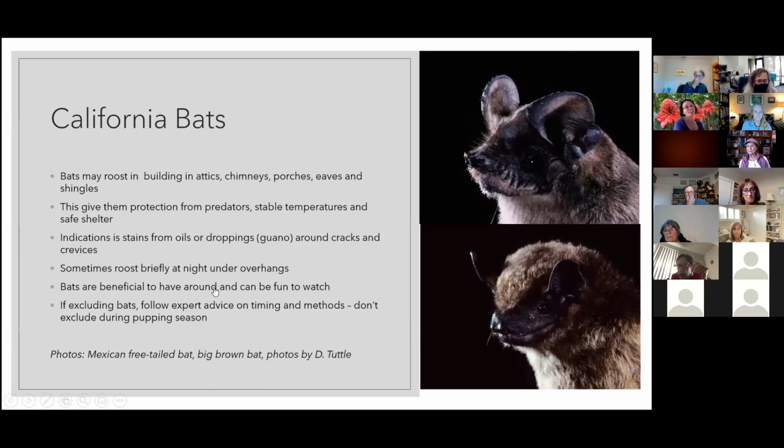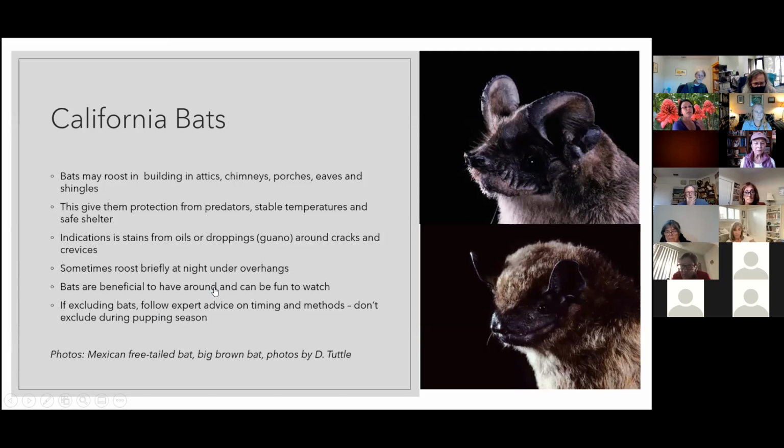Another way to support wildlife in your yard is bats. They like to roost in attics, chimneys, porches, and eaves or shingles. We actually have bats on all of our overhangs around the house, and it gives them protection from predators and a stable temperature.